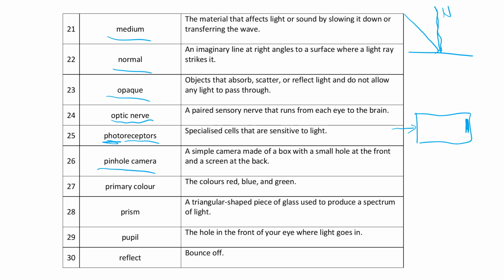Pinhole camera. Red, blue, green, art, primary colours. A triangular shaped piece of glass, so it looks like that, light shines on it. And what you can do is you can get a spectrum coming out of the far side. Prism. The hole in front of your eye where the light goes in, so the black bit at the front of your eye is your pupil.